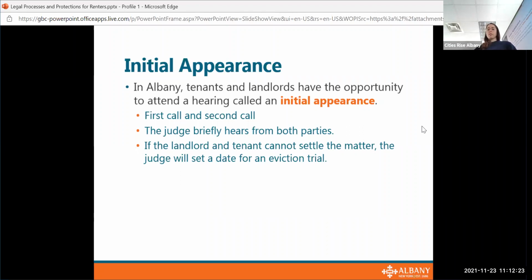During the initial appearance hearing, the judge will briefly hear from both parties. You will have a chance to explain your side of the situation as well. And if the landlord and the tenant are unable to resolve the matter between them during that first hearing, then the judge would set a date for an eviction trial.